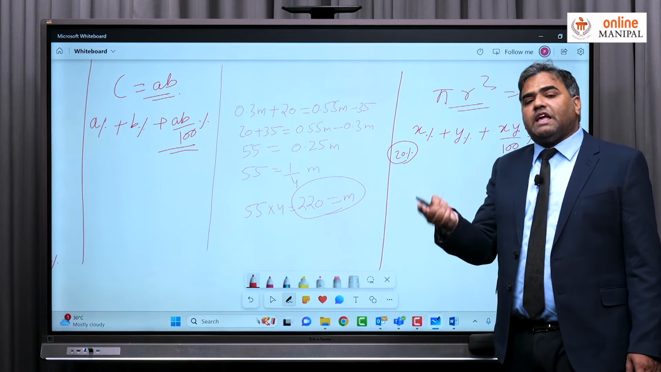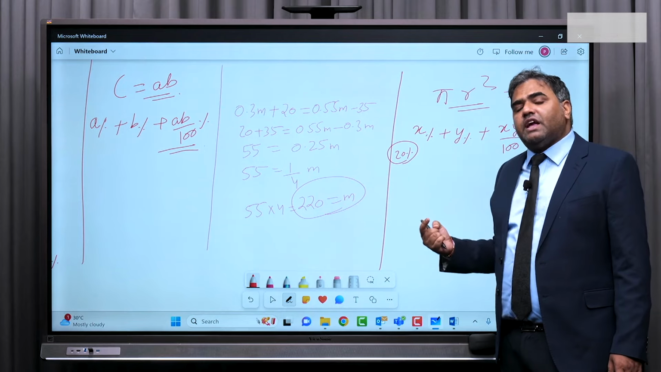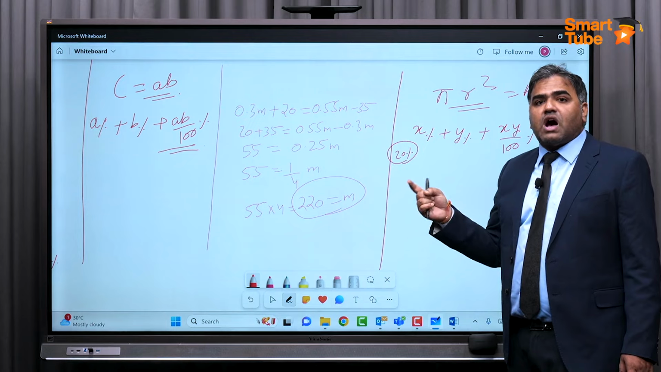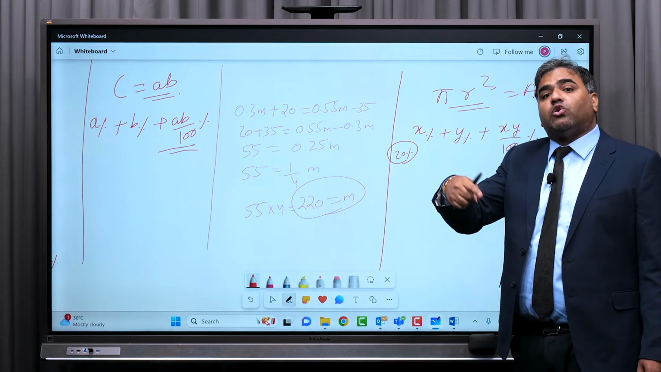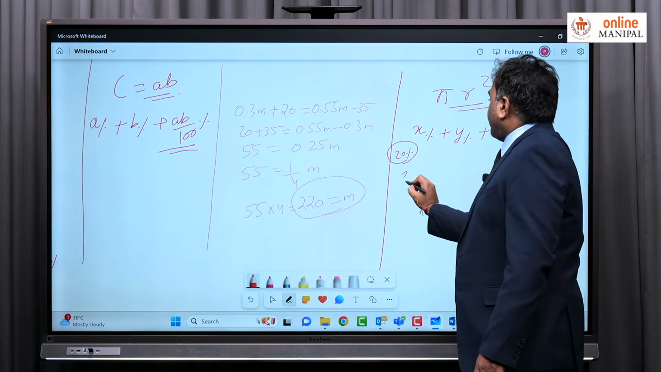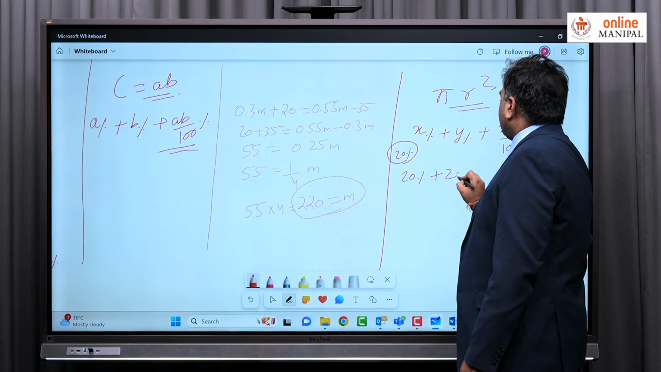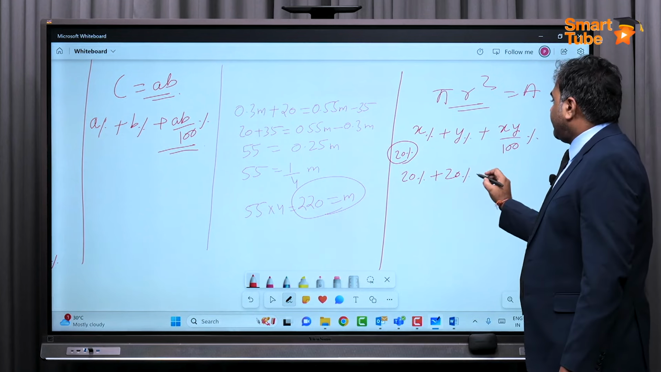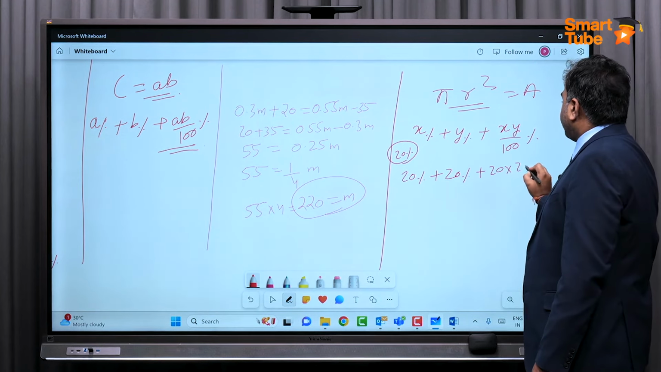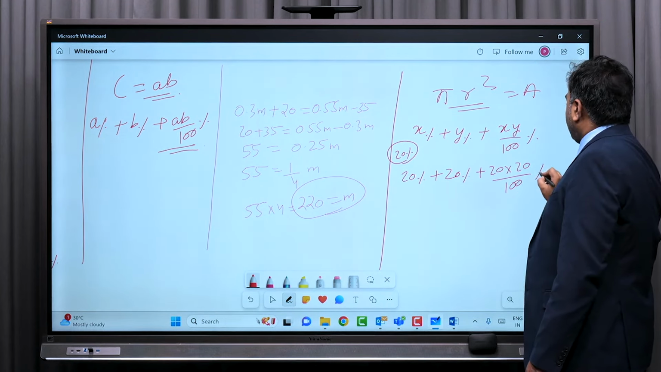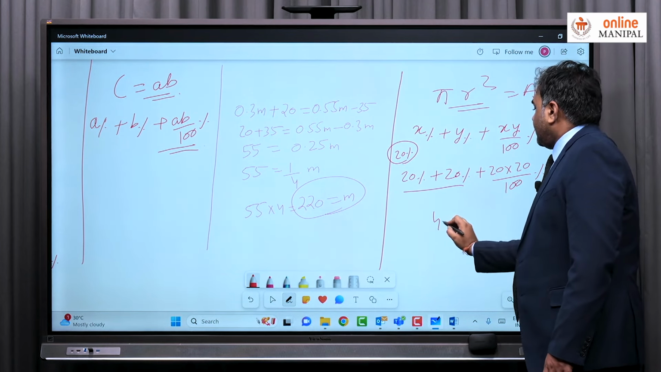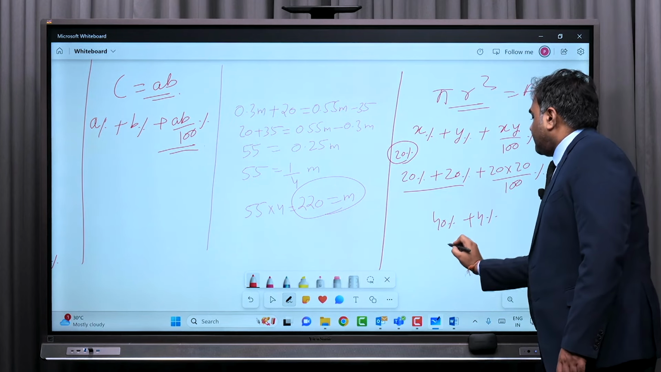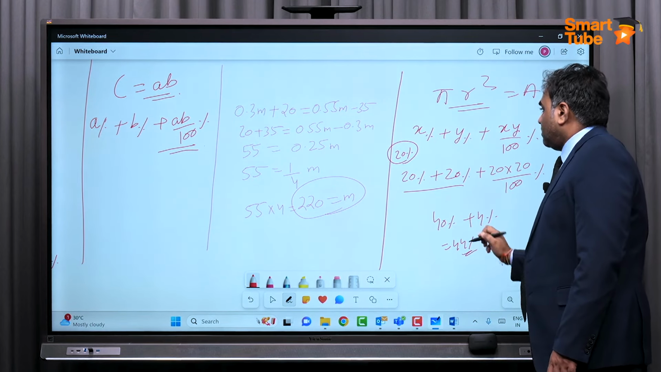But when I'm talking about area, guys, please understand, in this formula r square is there. So r is changing two times, 20% followed by 20%. If it changes by 20% again, the net percentage change will not be 40%. It will be 20% plus 20% plus 20 into 20 by 100. If you solve this, this is 40 plus 400 by 100, this is 4, this will give you 44%. So you can think this way.